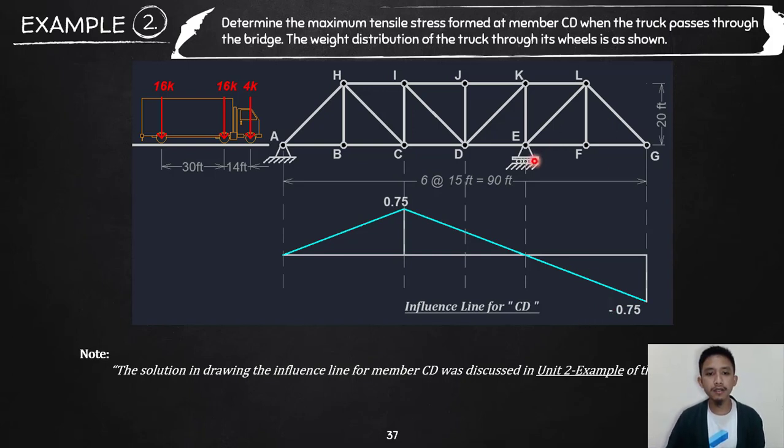So that's it. We have here your influence line. Again, when the load is within your joints A to E, your member CD will be under tension. But when it is within the joints E to G, it will be under compression. However, we are only after a maximum tensile, so we are going to investigate when that will be tension.